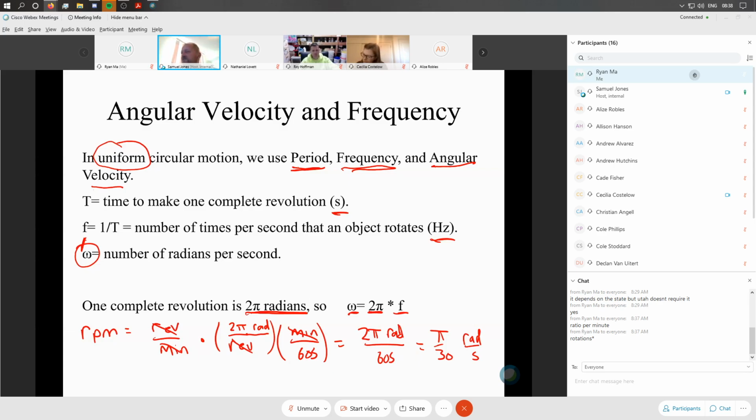The reason I bring this up is some of the problems on your homework are in radians per second. Some of the problems are in RPM. So it's helpful to know that you can easily convert between those two sets of units. Okay, are there any questions? Okay.